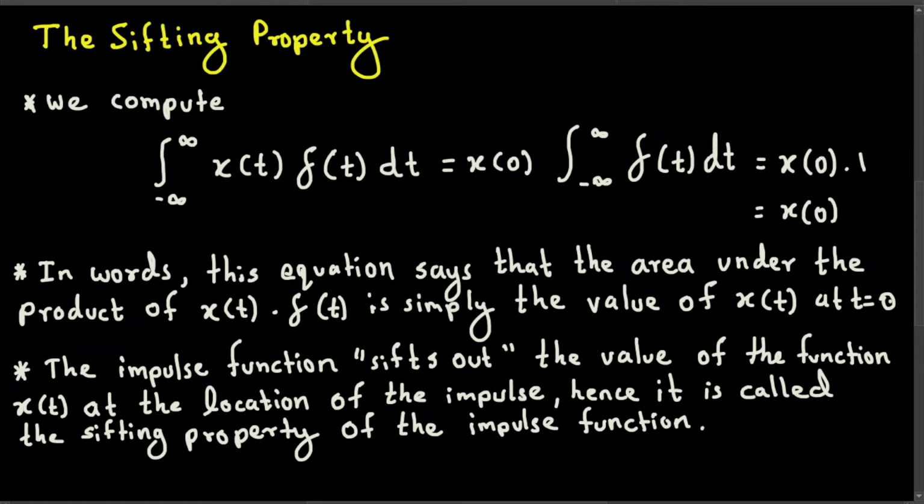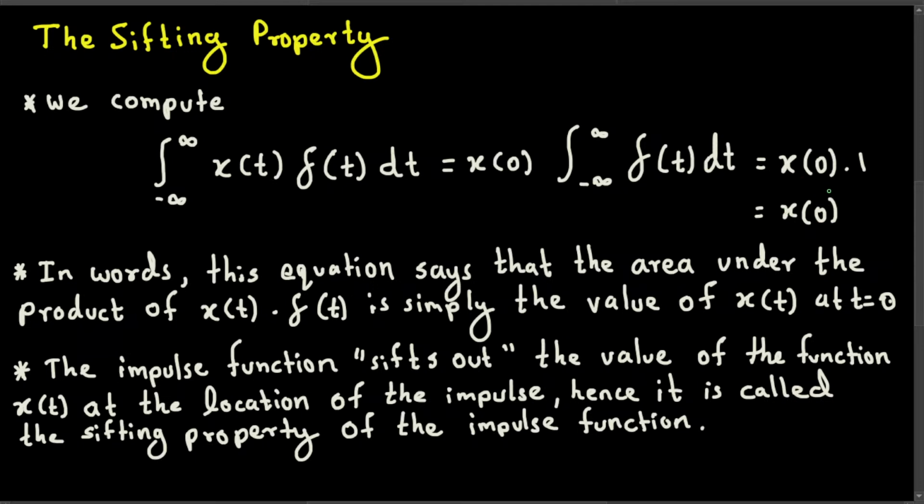Let's look at the shifting property. We compute the integral from negative infinity to infinity of x of t times delta of t dt. Delta of t represents the impulse function, and here it says x of 0. When the time is 0, if you integrate the impulse function with respect to t, you're going to get x of 0 times 1, because if you integrate the impulse function, you should get 1.